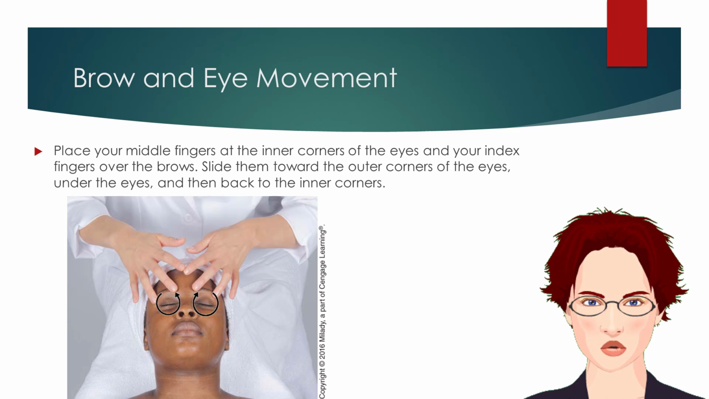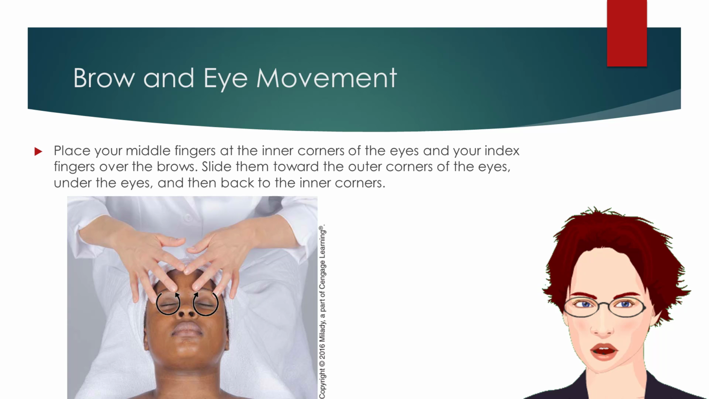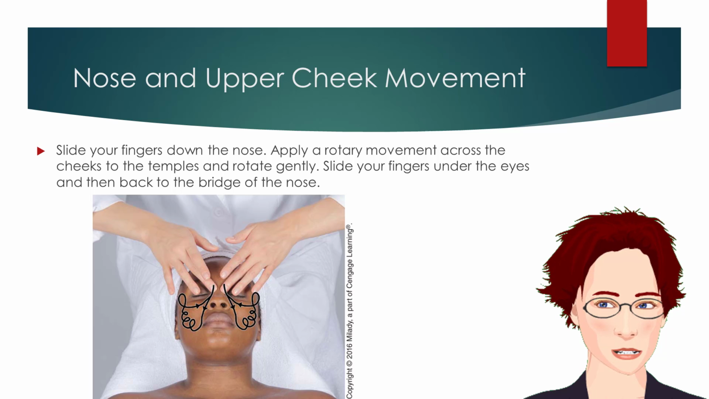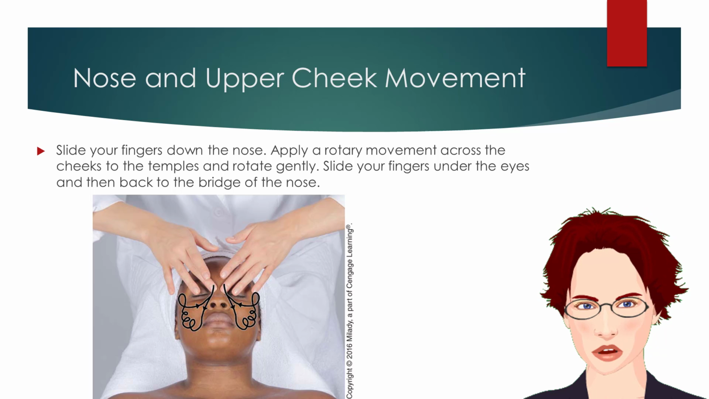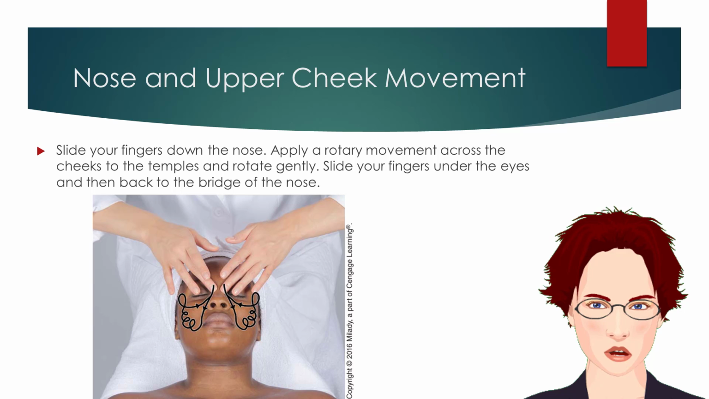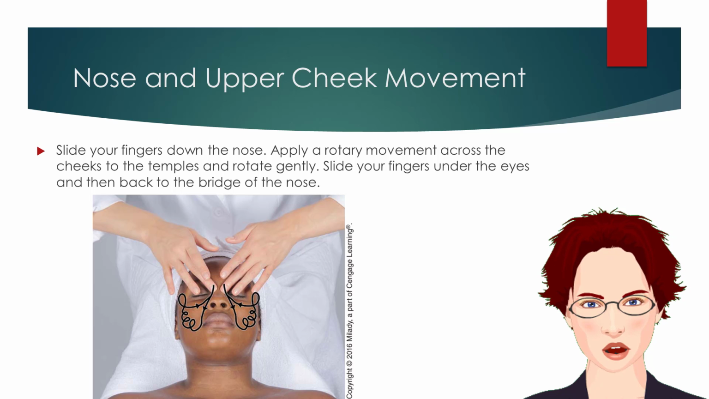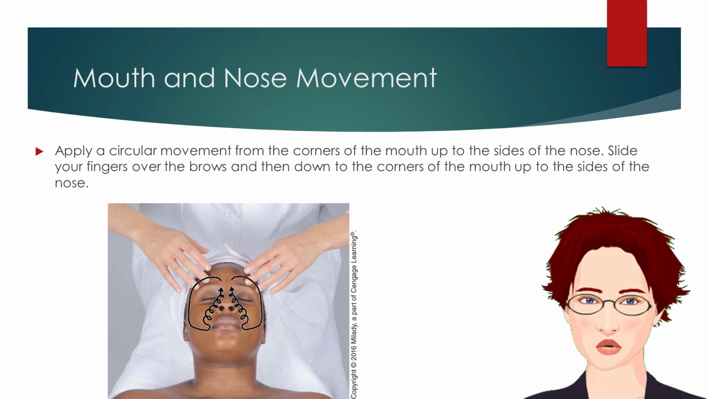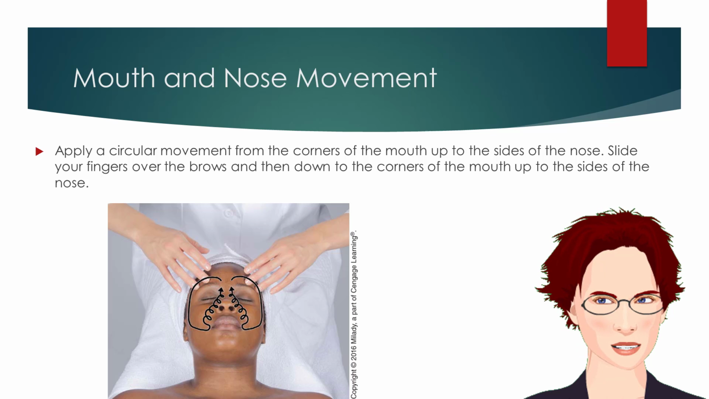The brow and eye movement consists of rotating your fingers across the brows and around the eyes. The nose and cheek movement entails applying a rotary movement across the cheeks, up to the temples, then sliding your fingers under the eyes, and then back to the bridge of the nose. The mouth and nose movement would be performed by applying a circular movement from the corners of the mouth, up to the sides of the nose.